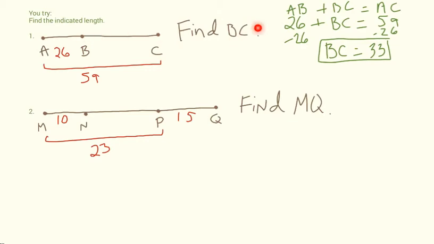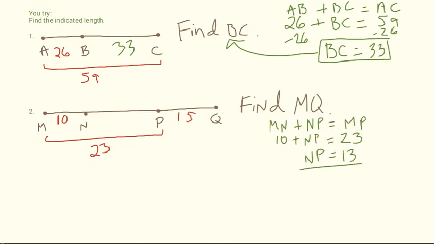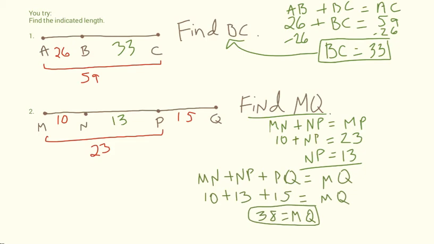Here's your answer for number 2. The first thing we need to do is set up and find out what NP is. Segment NP ends up being 13, so if we write that back into our problem, then we can answer the question for MQ. As you can see, we can set up all 3 segments individually. If we add all 3 of those up, it equals MQ, the longest, or the whole segment. So if we substitute those values back in, 10 plus 13 plus 15, then we get 38 for our distance from M to Q.